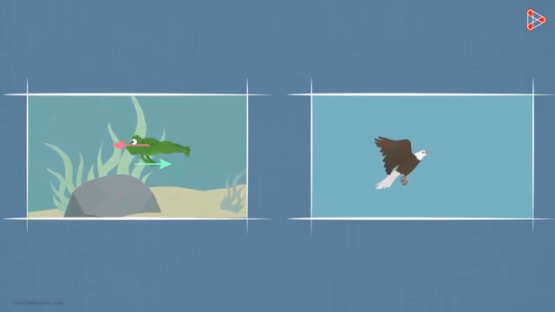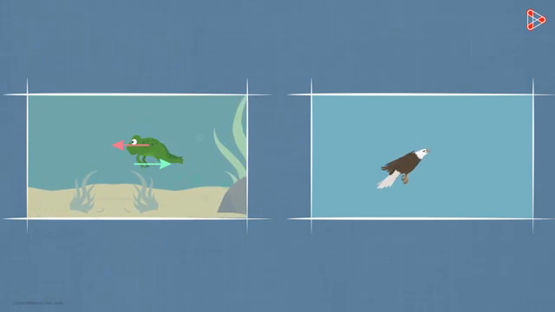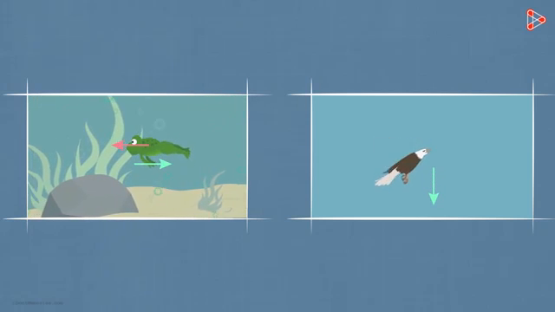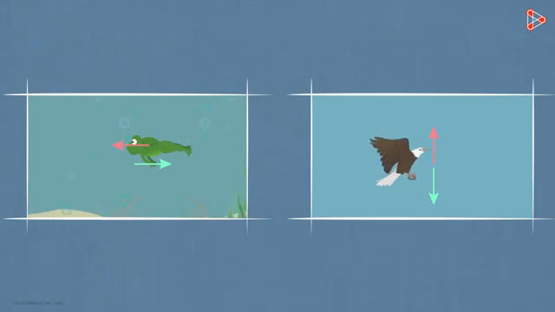Sometimes the third law is not so obvious. You'd probably say that the bird is the only object here and there's no second object. But that's not correct. The wings of the bird push the air downwards and the air pushes the bird upwards. Action and reaction forces make it possible for birds to fly.